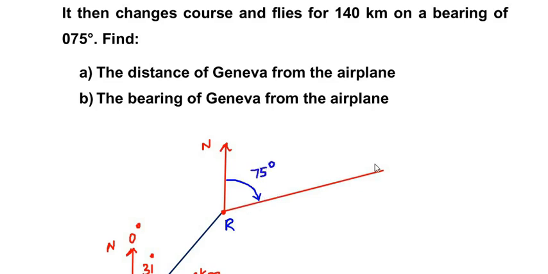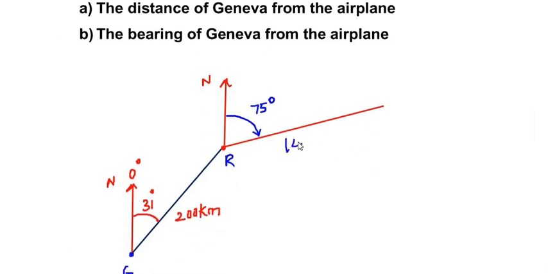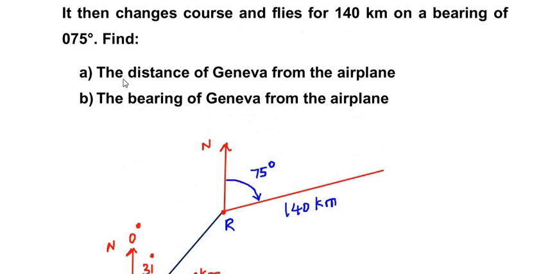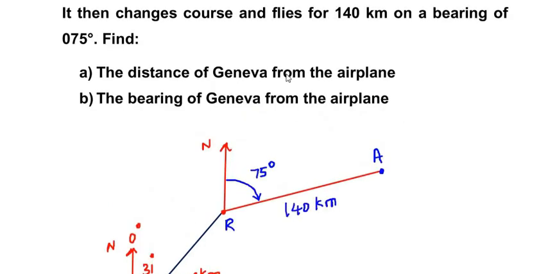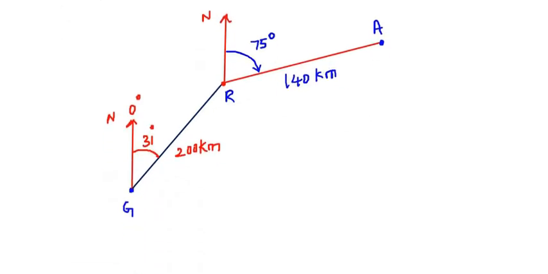And the distance traveled in this direction is 140 kilometers. So let me write here 140 kilometers. Let's see what is being asked. Find the distance of Geneva from the airplane. So after flying from Geneva, the airplane has reached this point. So let me take the airplane as A. They want us to find the distance of Geneva from the airplane. That means from Geneva till the airplane, what is the total distance? So we can take it as x.